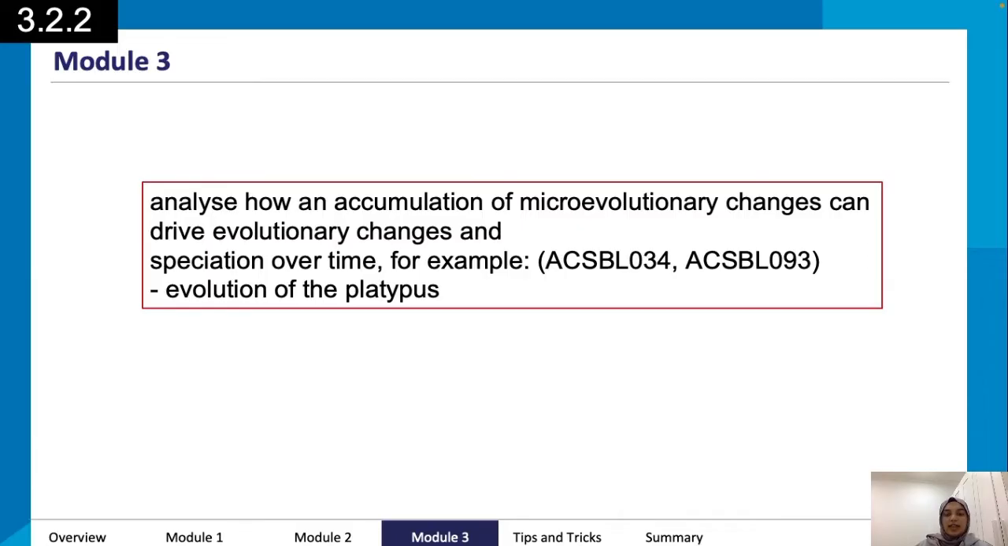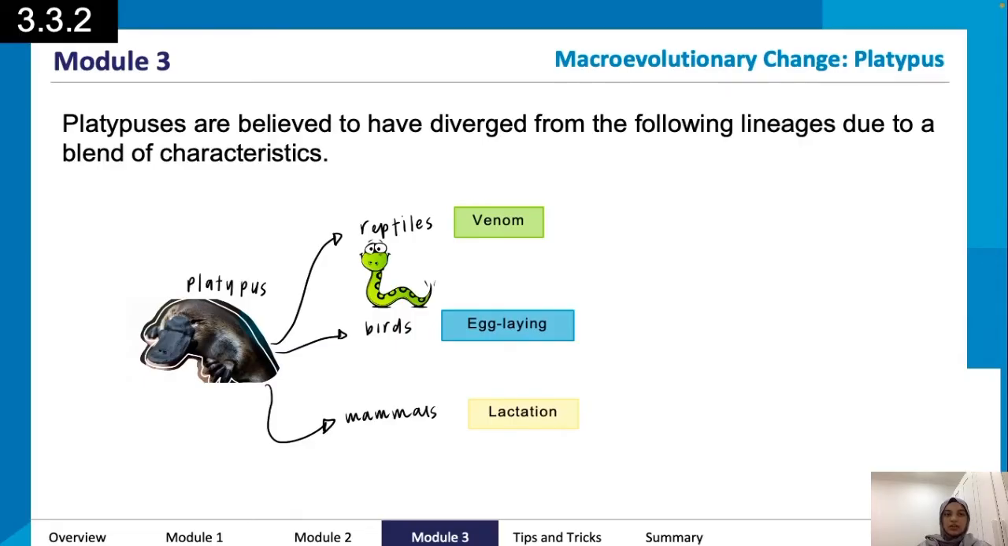Okay, next up, analyze how an accumulation of microevolutionary changes can drive evolutionary changes and speciation over time. For example, the evolution of the platypus. Platypuses are believed to have diverged from the following lineages, due to a blend of characteristics. So, we've got platypus, we've got reptiles which have venom, birds which are egg laying, and mammals which have lactation features. All of these are present in the platypus.